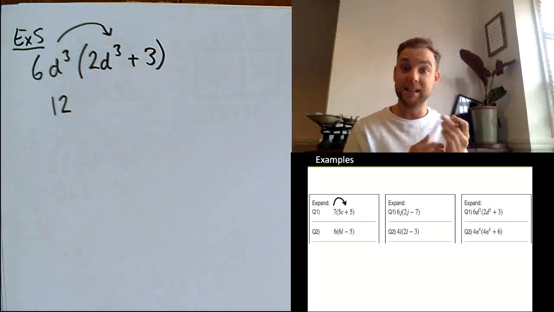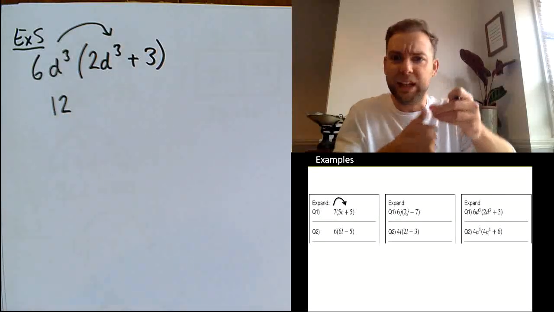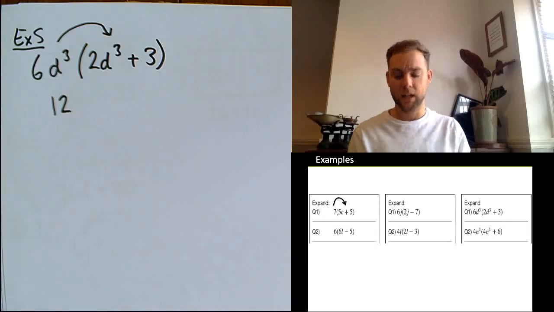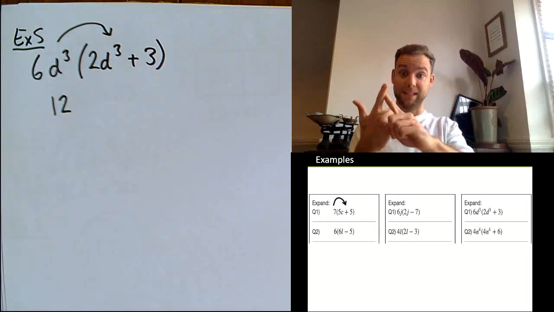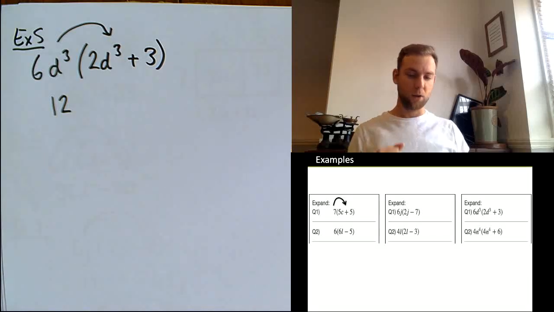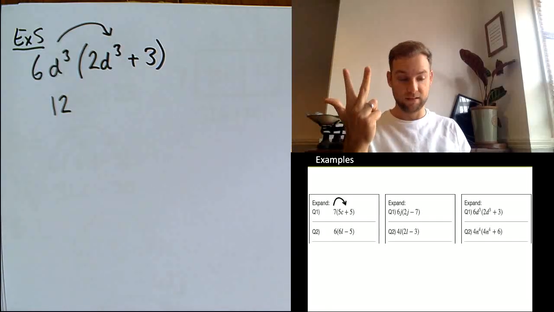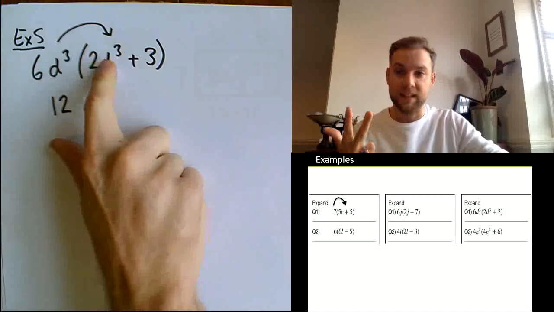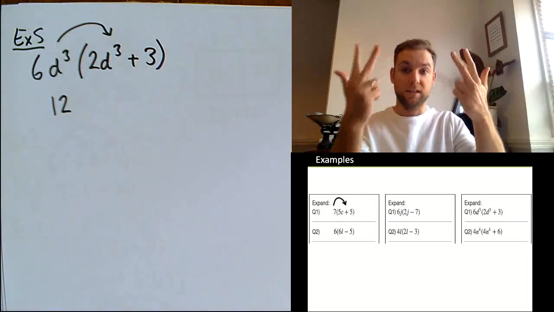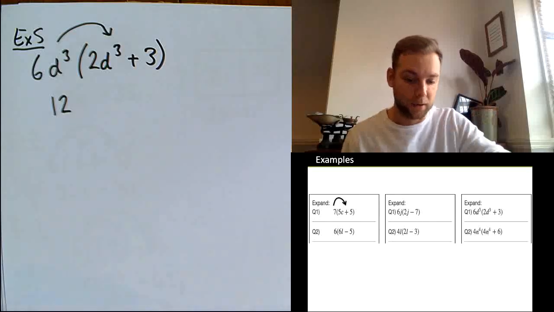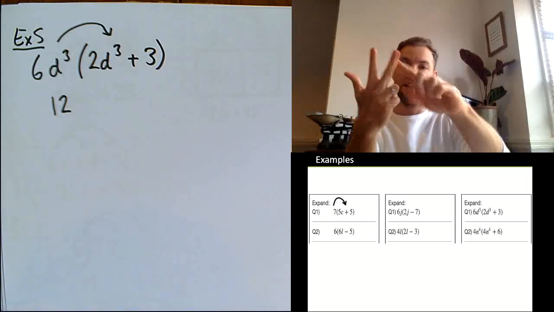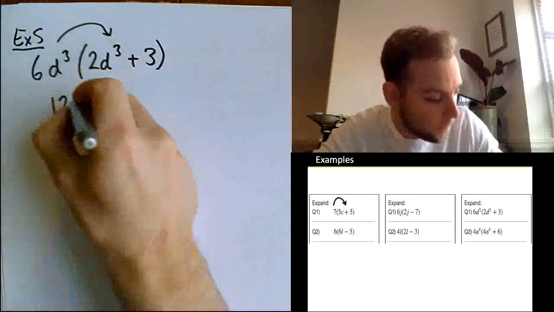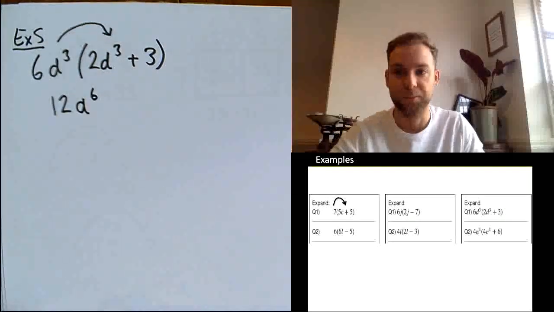But the thing that makes this a little bit harder than the last one is we've got d cubed times by d cubed. So what does d cubed mean? Well, d cubed means d times d times d. So what I'm doing here is I'm doing d times d times d times by d times d times d for this d cubed here. So d to the power of 3 times by d to the power of 3 is d times d times d times d times d times d, which is d to the power of 6. So d to the power of 6, like so.